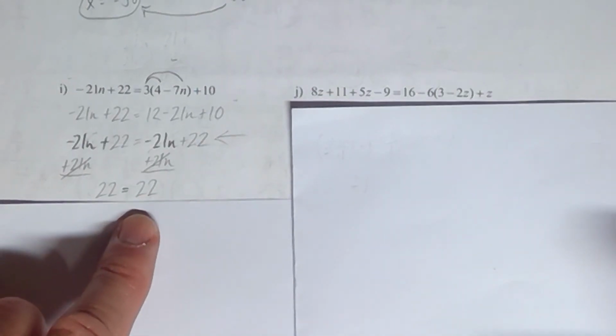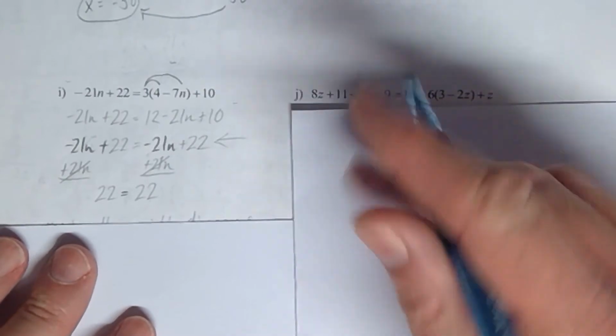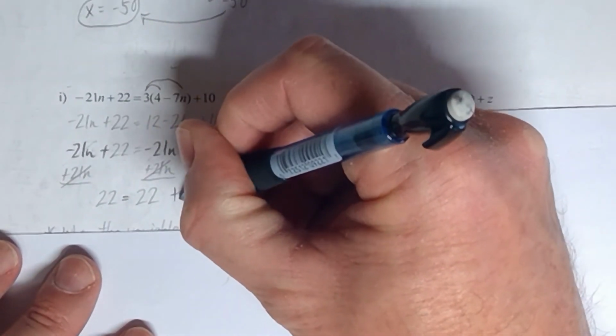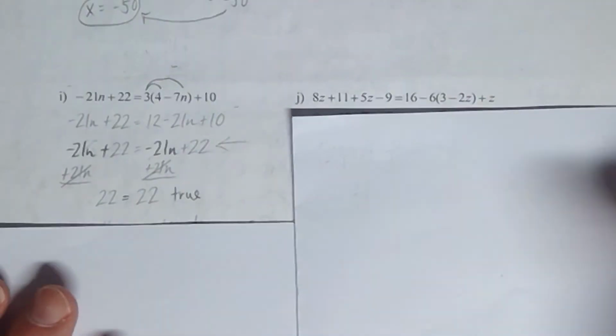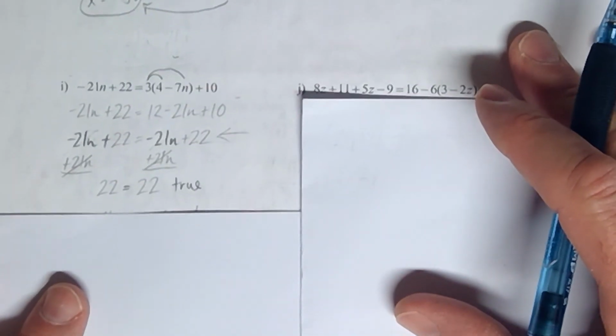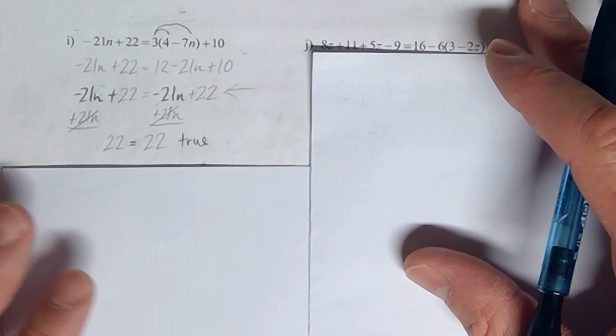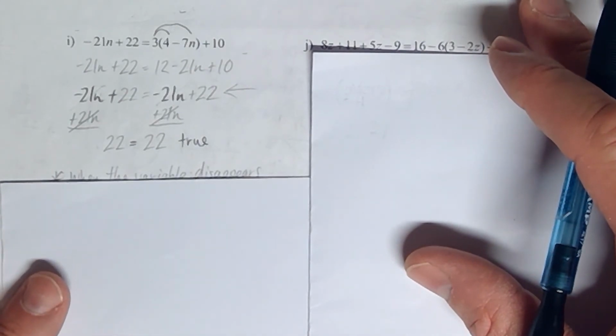22 is equal to 22. Okay? Since this is true, and that's not your answer, I'm just saying that it's true. But that's going to matter here as far as determining the answer. Okay? Since it's true, here's how it works.